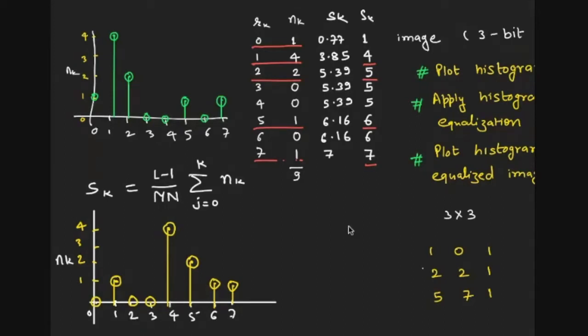So now my histogram equalized image would look like, so whatever was 1 has now become 4, sorry. So my 1 comma 1 position would be 4. 0 has become 1, so 1. 1 has become 4. 2 has become 5. 2 has become 5. 4. 5 has become 6. 7 and 1 has become 4. Okay. So this is my histogram equalized image.